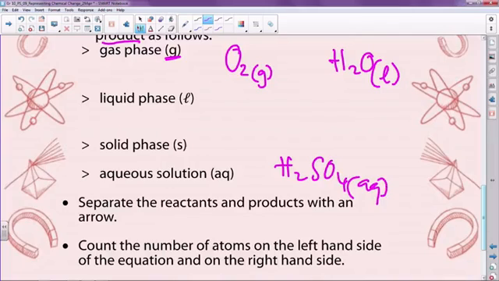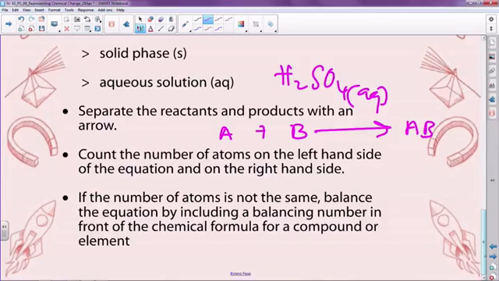Right, so we have to separate that with an arrow. Remember, we said A plus B, which are our reactants. We separate the reactants from the products using an arrow. Very, very important as well. So now we're going to count the number of atoms on the left. In this case, there's one atom of element A, whatever that is, and then there's also one on the right. There's one of B on the other side.